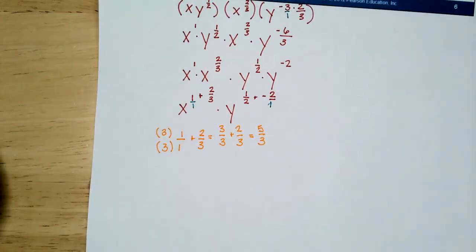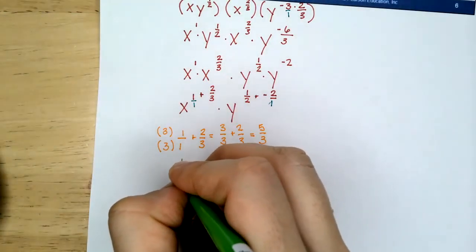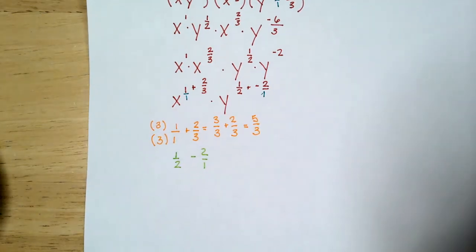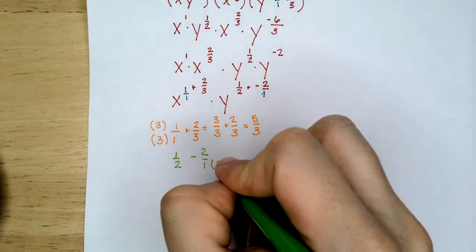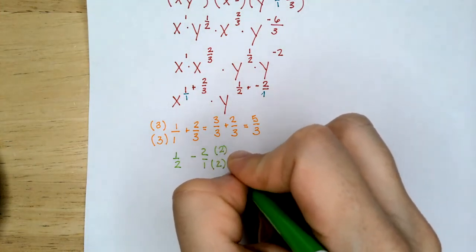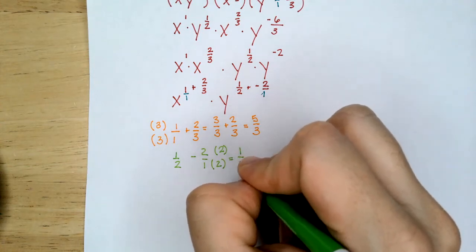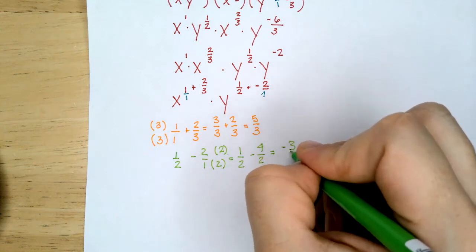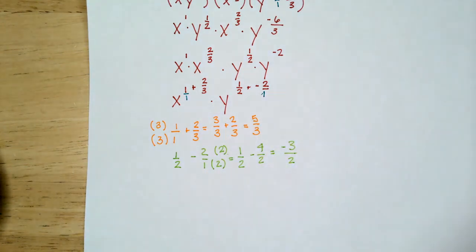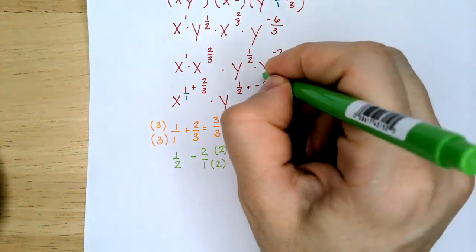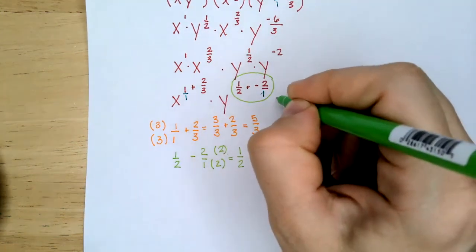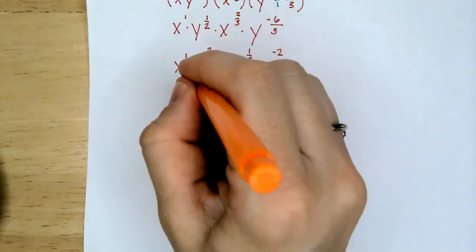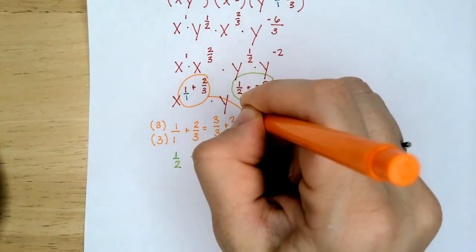Now my y was 1/2 minus 2/1, right? And same problem, I need a common denominator. So I'm going to multiply this by 2, multiply this by 2. Rewrite it as 1/2 minus 4/2. 1 minus 4 is negative 3/2, right? So these two became this. These two became this.